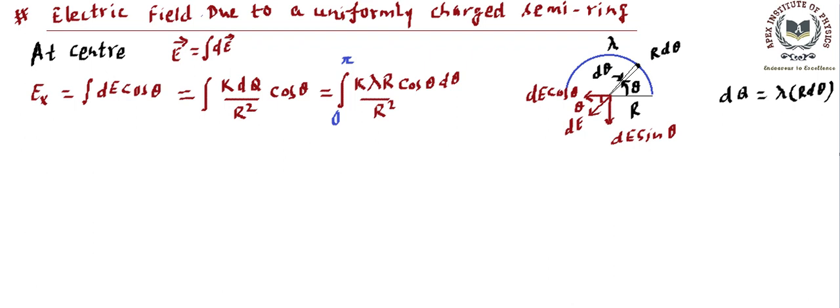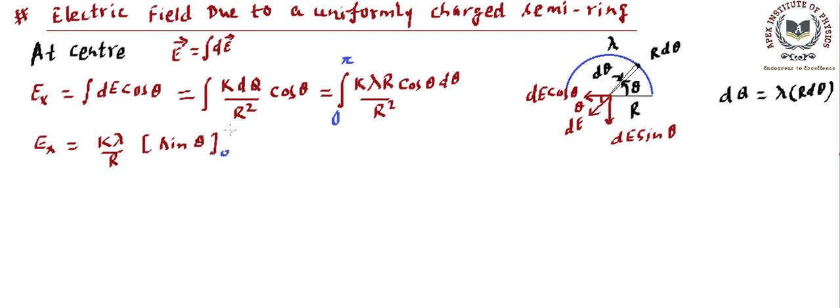Now performing this integration, we will find this Ex will turn out to be k lambda upon r outside, and this cos theta will be integrated into sin theta, and the limit will be running from 0 to pi.